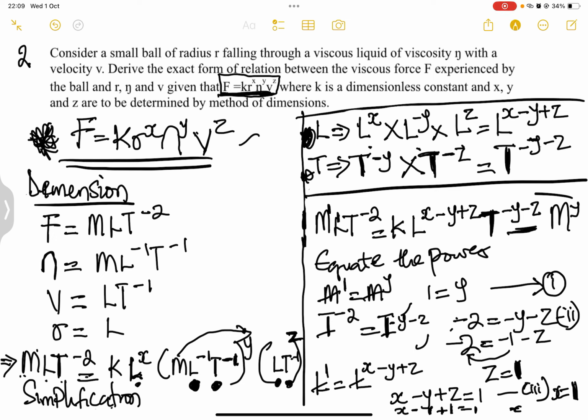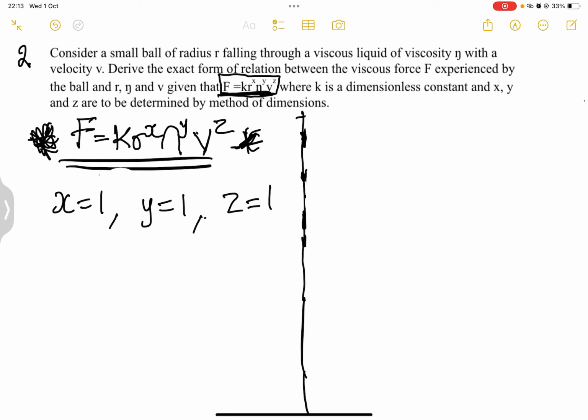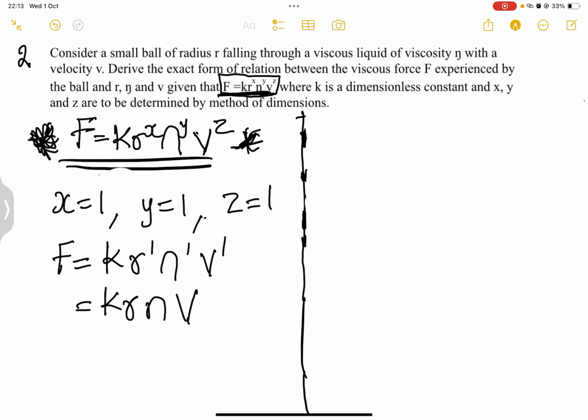At this point, guys, we're going to put it back into our relationship. Remember, our relationship is at the top. Let's fix the values for our exponents into the relationship. We have our force is now equal to k t raised to power 1, r raised to power 1, v raised to power 1. We're done. This is our relationship between force, radius, viscosity, and velocity.